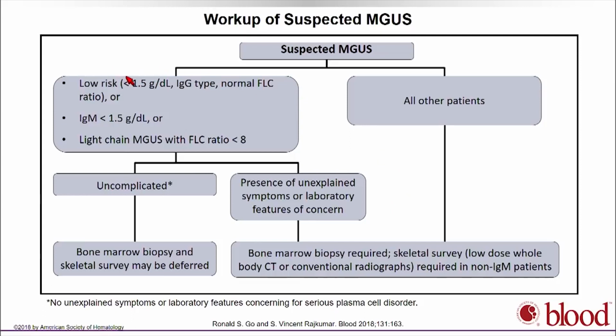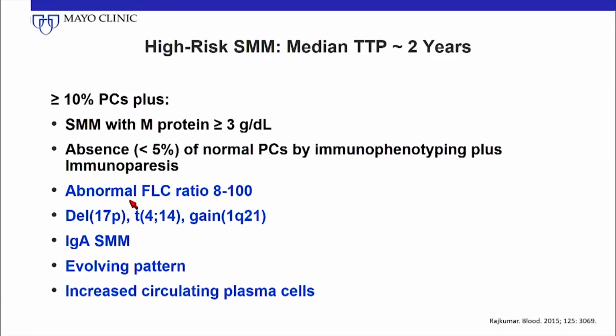When you work up a patient with MGUS, if the patient looks like a low-risk MGUS, a small IgG MGUS with a normal light chain ratio, or a small IgM MGUS, or a very small light chain MGUS, and there are no complications, it's uncomplicated, then you don't need to do a baseline bone marrow biopsy and a bone survey. You can assume these will classify a patient with smoldering myeloma as high risk.